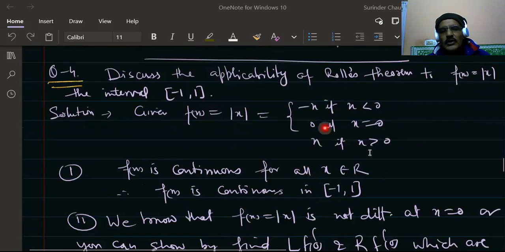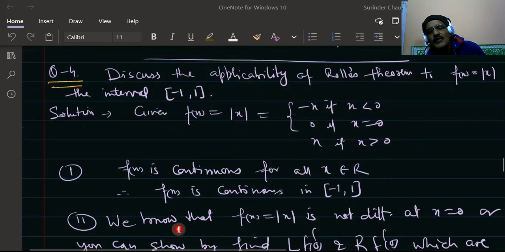So what about this function? f(x) is continuous for all numbers. Therefore, f is continuous, being a polynomial, a constant, and a polynomial, that is continuous for all the numbers. Now we have proved it in the previous chapter that modulus x is not differentiable at 0.